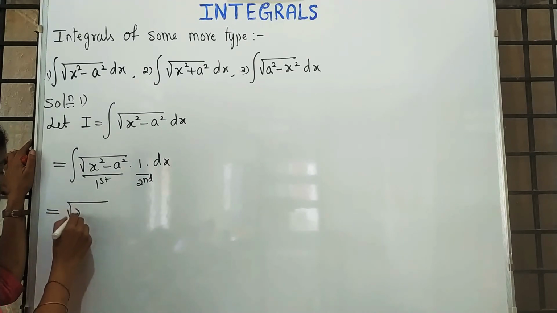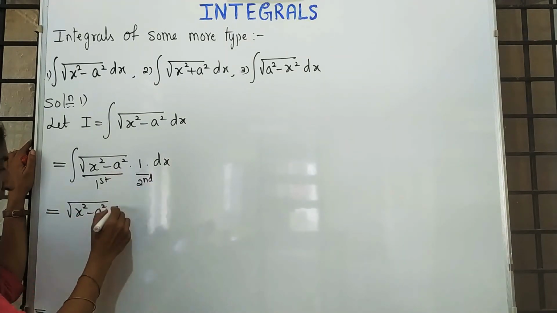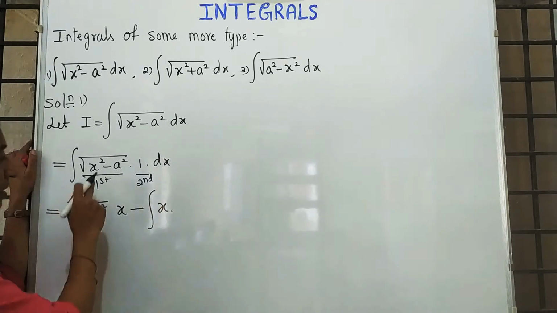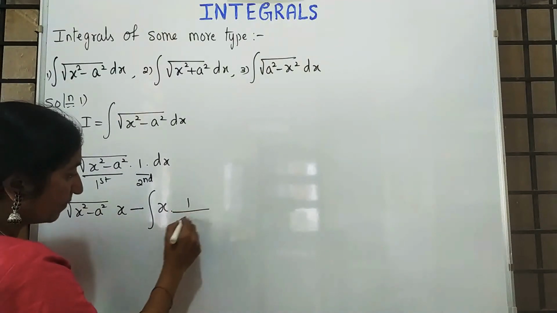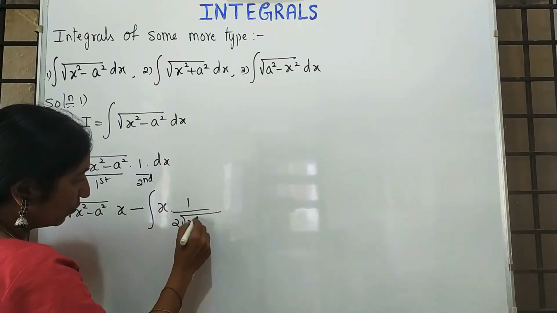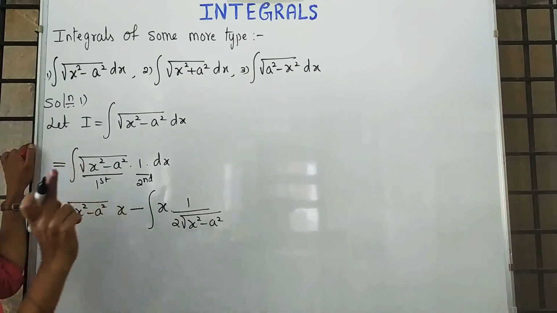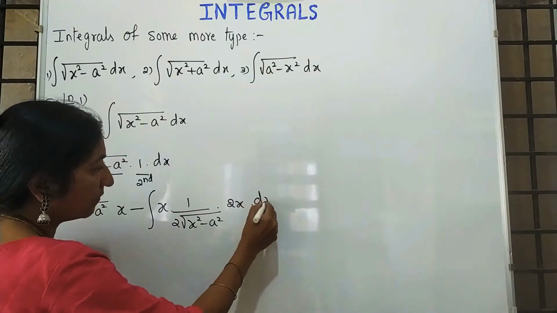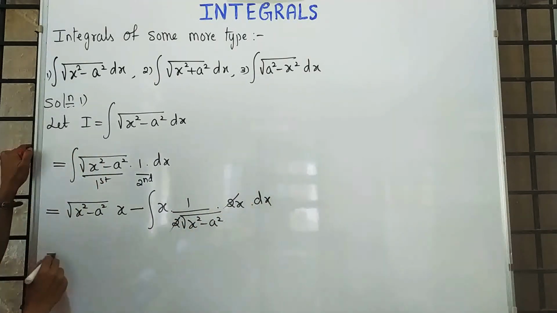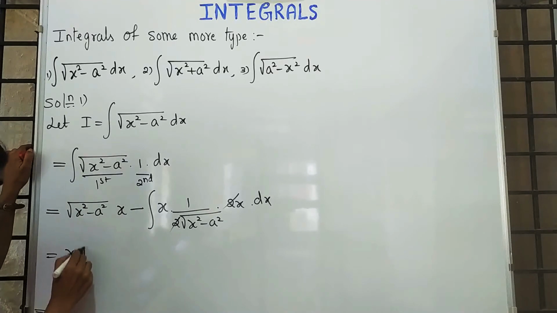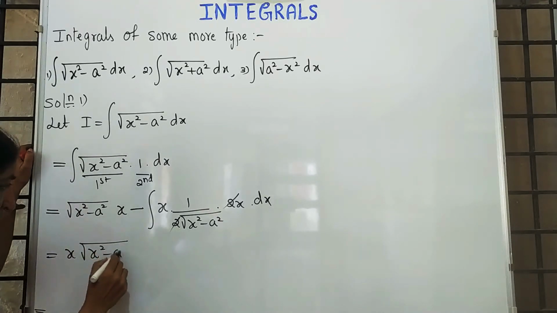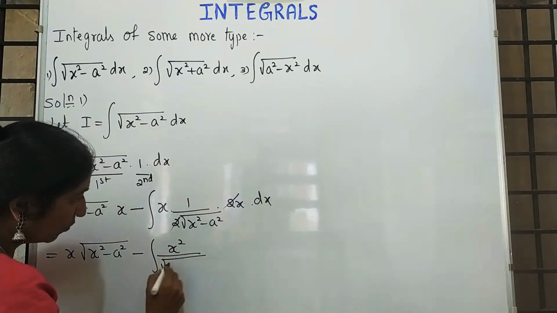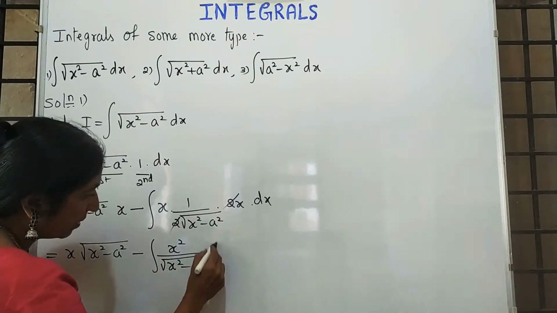First function as it is, integration of 1 is x, minus integration sign. Integration of 1 is x, differentiation of root is 1 upon 2 root x square minus a square. It is by chain rule, into differentiation of x square minus a square, which means 2x. This 2 and 2 get cancelled. Just for our convenience I am rearranging this: x into root of x square minus a square minus integration x square upon root of x square minus a square.